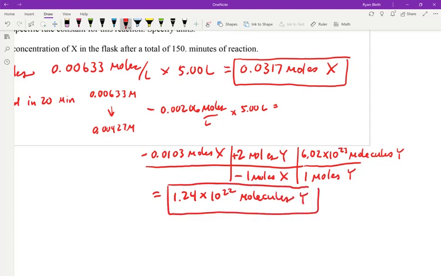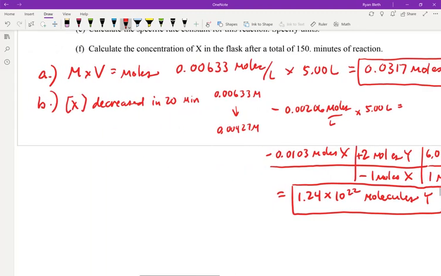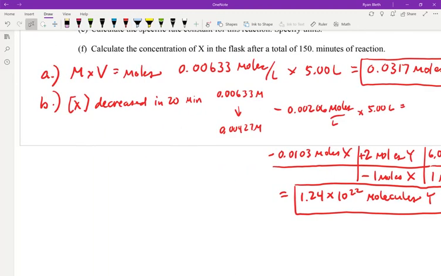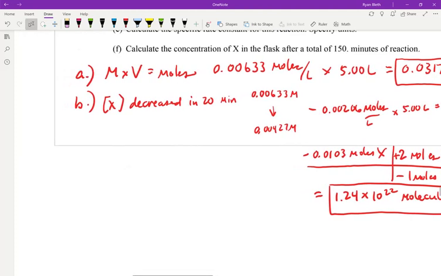So we went to the data table, we examined how X decreased in 20 minutes. We figured out what that equivalent quantity was in moles in that period of time using the volume of the container, and then we used a little mole ratio and a conversion step there to get that to the molecules of Y.